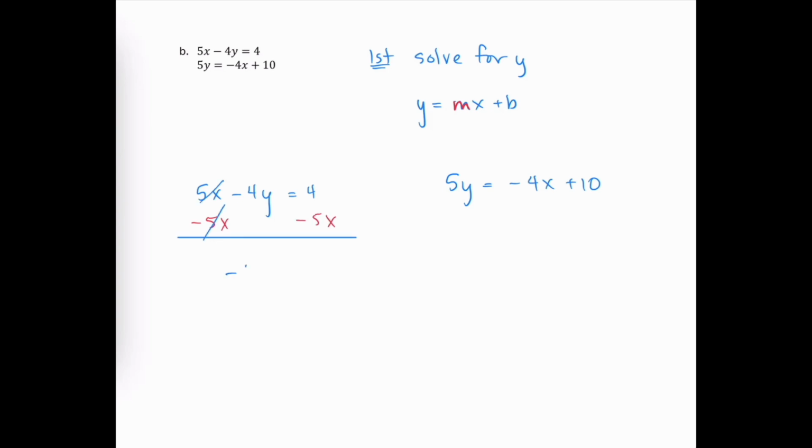In part B here, we can't see the slope, so the first thing that we need to do is to solve both equations for y so that they can be written in slope-intercept form so that we can see the slopes. So we'll need to solve for y in the first equation and solve for y in the second equation. We'll start by subtracting 5x from both sides. So we're left with -4y on the left minus 5x plus 4 on the right.